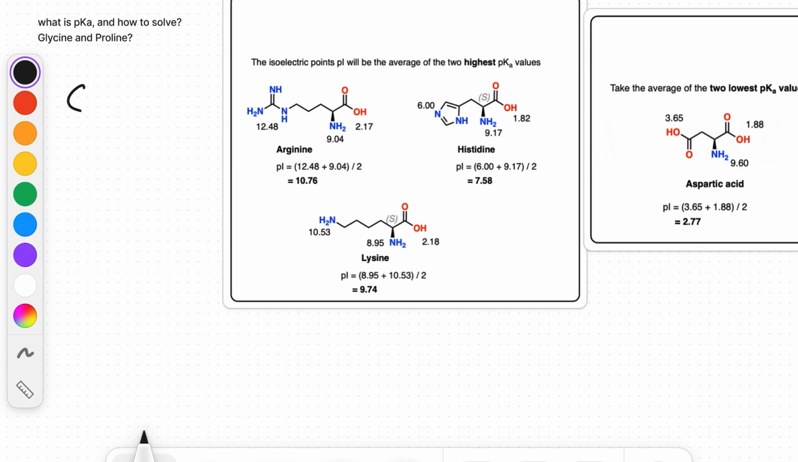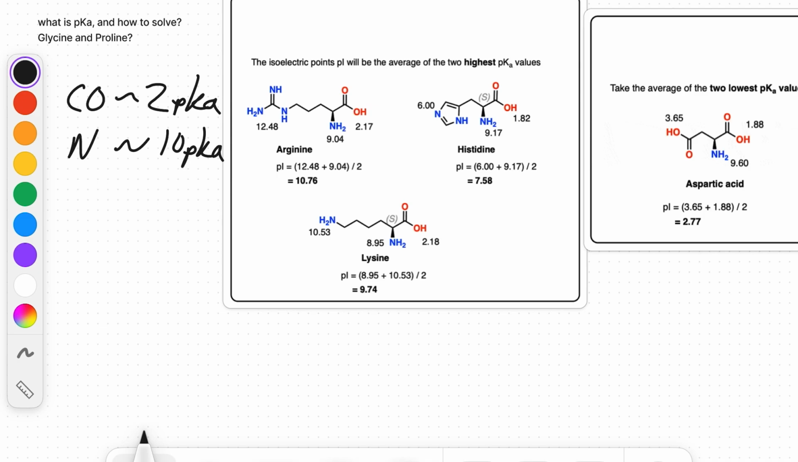The carboxylic acid group is around 2 for the pKa. It's acidic, so it's going to be small. The amine group is around 10. It's basic. Okay. So pKa kind of follows pH. The lower it is, the more acidic it is. The higher it is, the more basic it is.